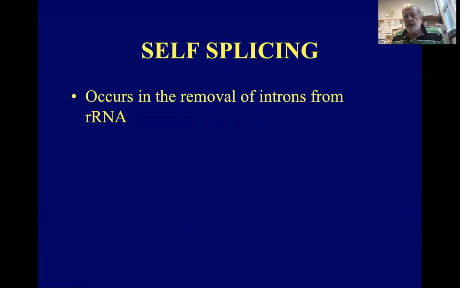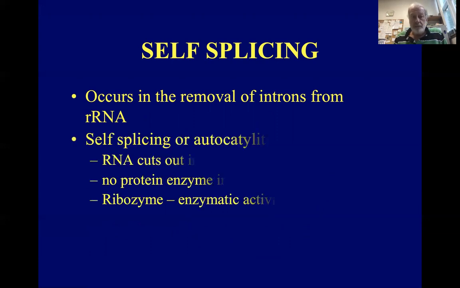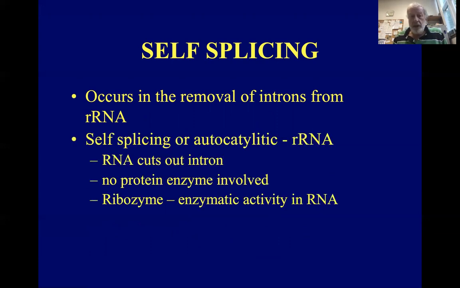Self-splicing then, this occurs in the removal of introns from ribosomal RNA. So here we say that the RNA is autocatalytic. When the RNA acts like an enzyme like this, it's referred to as a ribozyme.